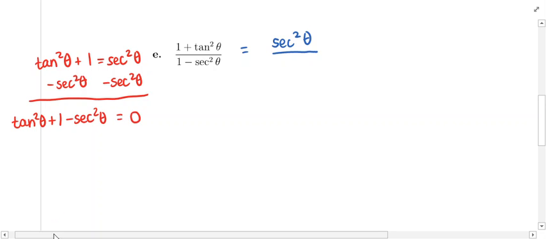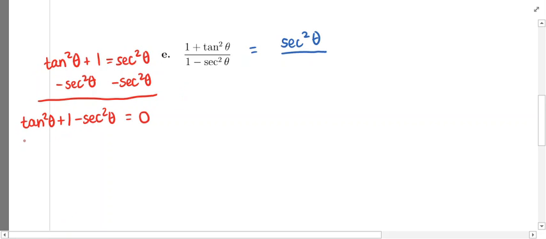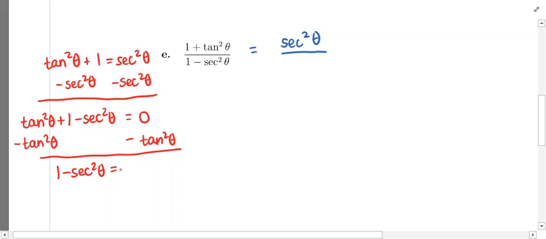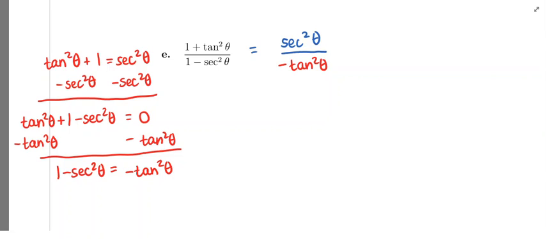To get an exact match on the denominator, I need to move the tangent squared of theta over. Since it's positive, I'm going to subtract it over. So now this tells me that the denominator, which is 1 minus the secant squared of theta, is equivalent to negative tangent squared of theta. So I'm going to make that replacement. 1 minus secant squared of theta is the same thing as negative tangent squared of theta.